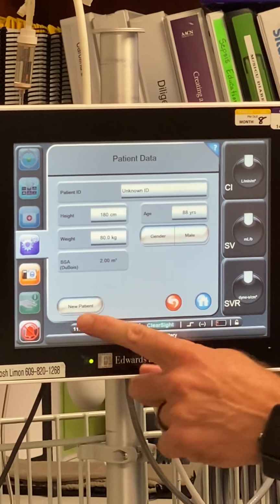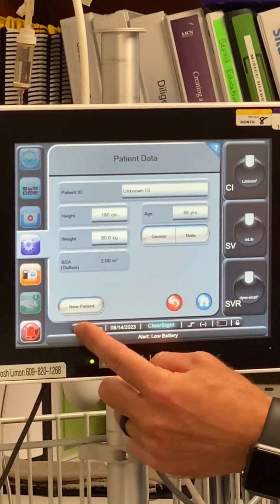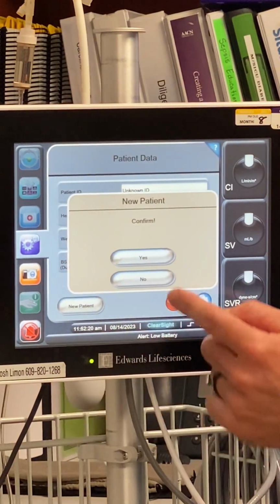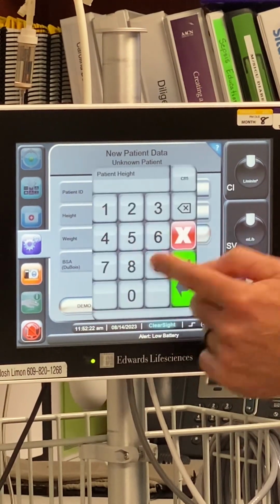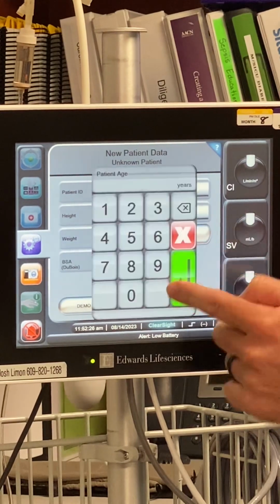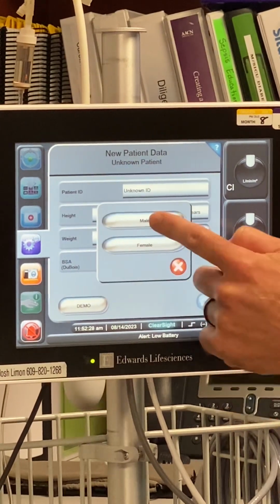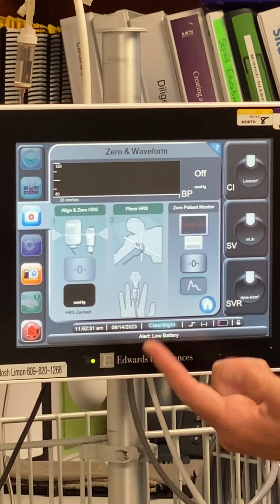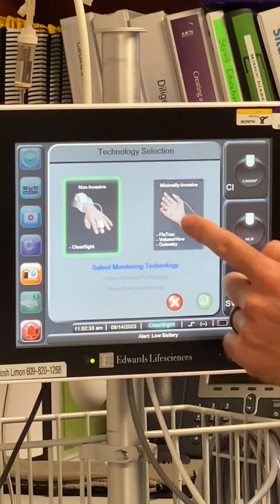But if I want to select new patient, I don't want to override this. I always want to hit the new patient tab. So I can hit new patient, yes, again. So now I can enter in patient's height, weight, age, and gender. Hit the home button. Again, to pre-populate this, I want to switch it to FlowTrack.